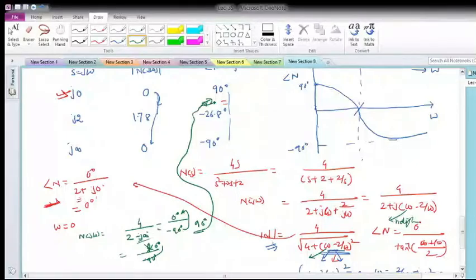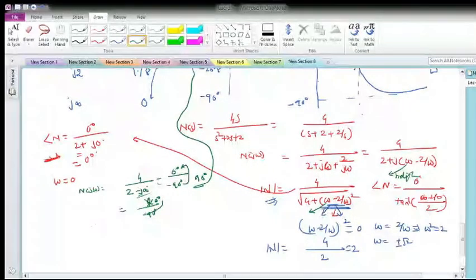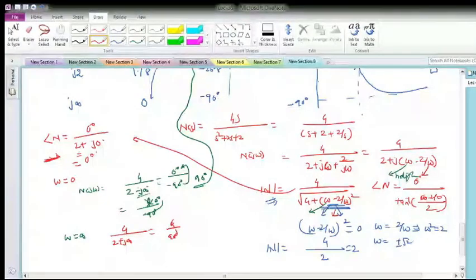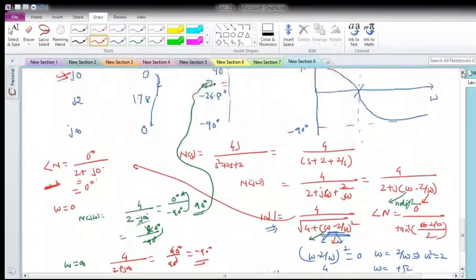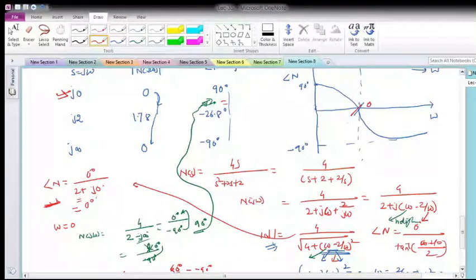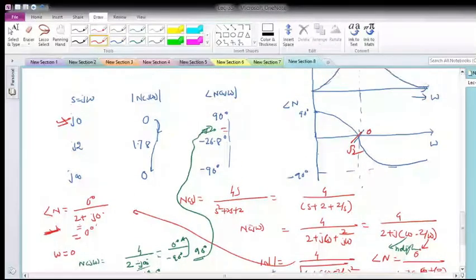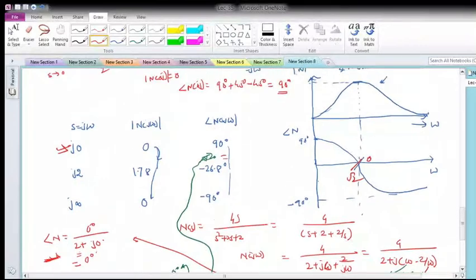Next, if I would like to calculate the angle at omega equal to infinity, what will happen? Omega equal to infinity means this is negligible, so now it will be 4 upon 2 plus j infinity, and it will be 4 upon 90 degrees, that is 0 degrees upon 90 degrees, which is minus 90 degrees. So with this also we can prove it. At omega equal to root 2, the angle will be 0 degrees, and you have the maximum magnitude, which is 2.